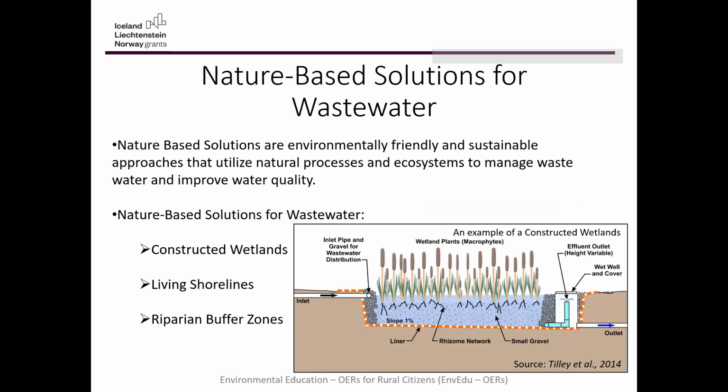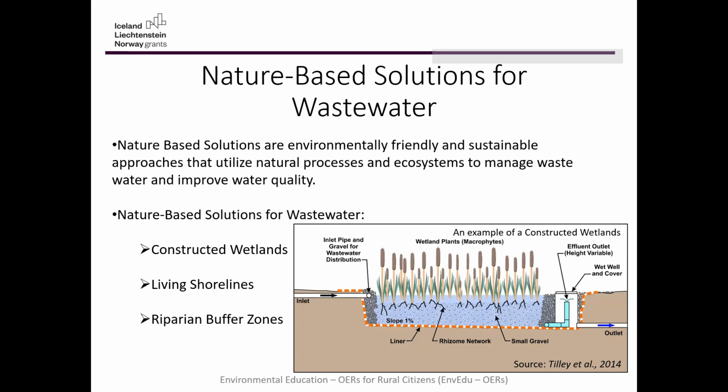Nature-based solutions are environmentally friendly and sustainable approaches that utilize natural processes and ecosystems to manage wastewater and improve water quality. Here are some examples of nature-based solutions for wastewater treatment. Constructed wetlands. Constructed wetlands mimic natural wetland ecosystems to treat wastewater. They use aquatic plants and microorganisms to remove pollutants, making the water cleaner before it's discharged.